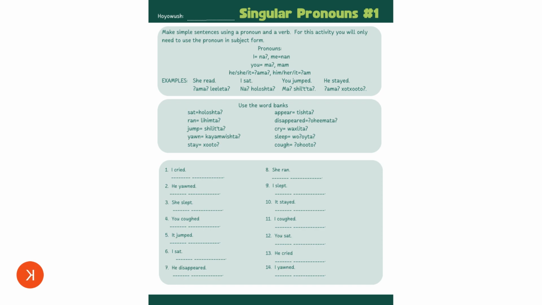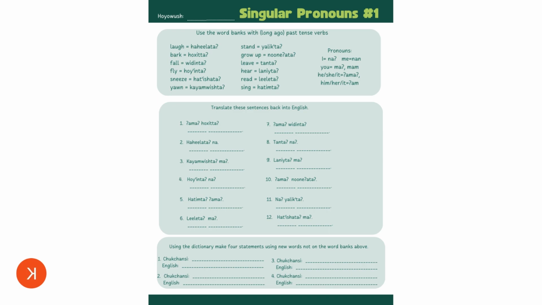Number 2, he yawned. The word for he or she or it is all ama. And then you just look up the word for yawned. So yawn is kayam wishta. Kayam wishta. So you just keep doing that. You're either using he, she, or it, not ma or ama, and then whatever verb is here. So you just keep going through all these.